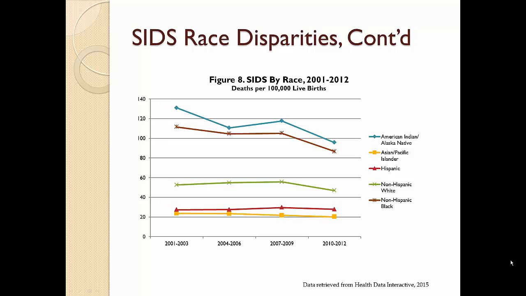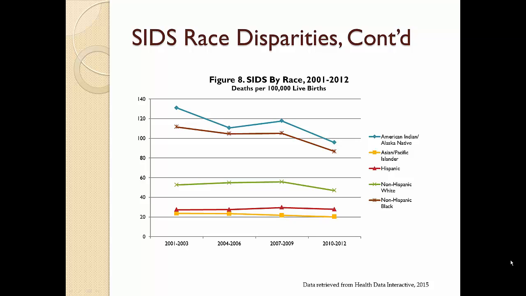When comparing SIDS rates between 2001 and 2012, American Indian, Alaskan Natives, and non-Hispanic blacks actually had the best trends. American Indian and Alaskan Natives showed a decrease of 27% over the 11-year period, and blacks showed a decrease of 22%. While blacks still had relatively high SIDS rates, they showed a dramatic decrease, and there's no research suggesting that these numbers might plateau at any time soon.